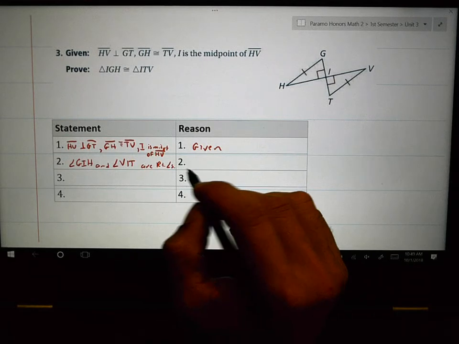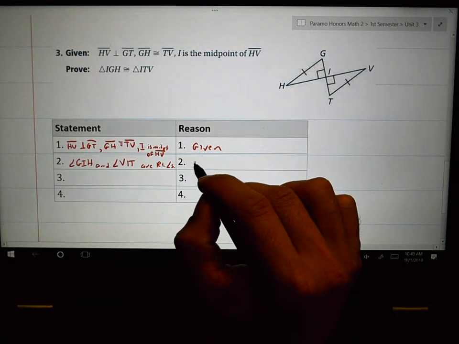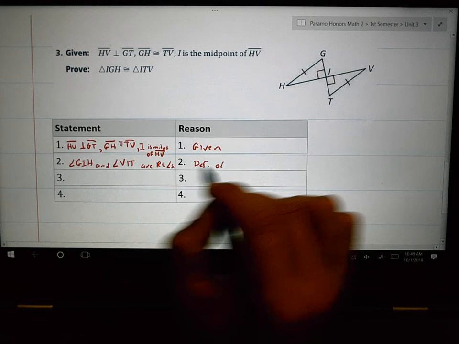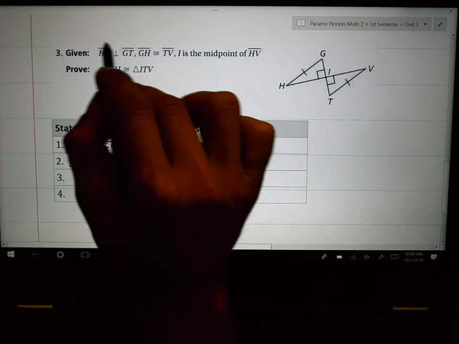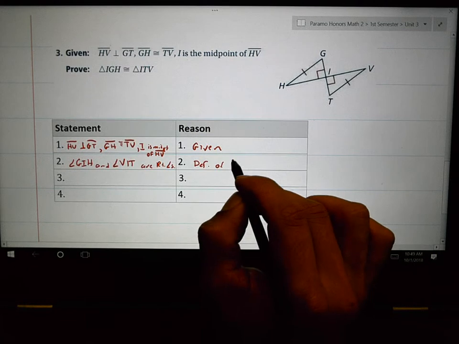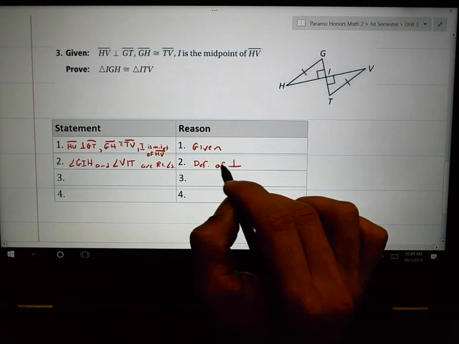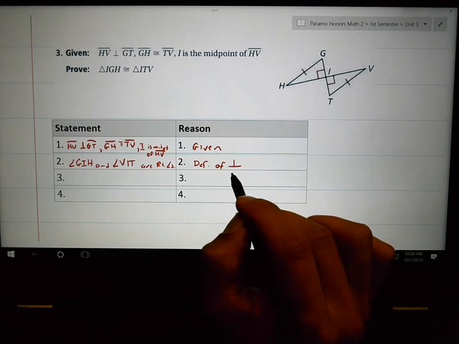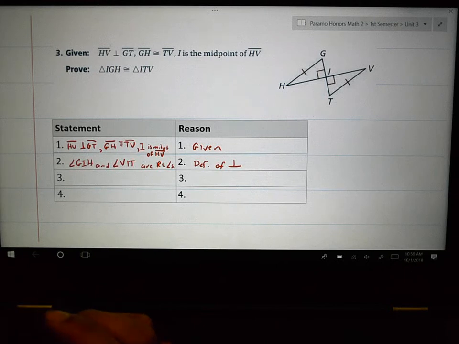Why do I know that these are right angles? Because of the definition of a word that we have up in our given statement. And what word am I using? I'm using the definition of this word, which is perpendicular. Do I have to write out the word perpendicular? No. You can use the symbol. Definition of perpendicular.